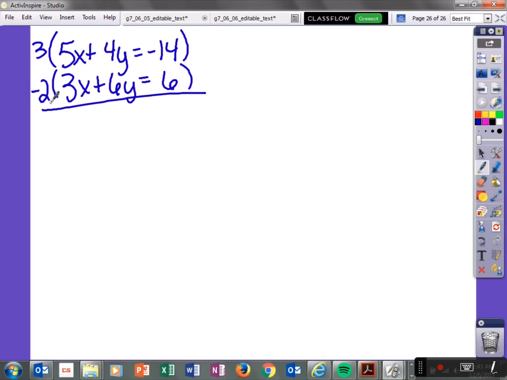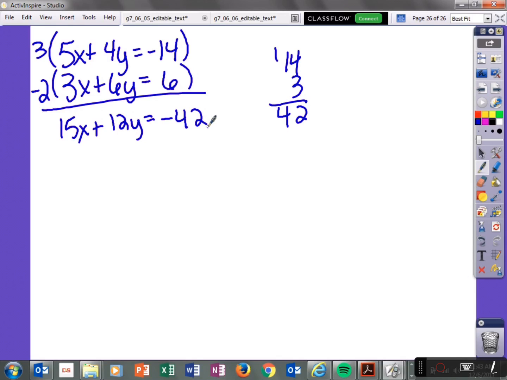All right. So now, you have to multiply on both. 3 times 5x is 15x. 3 times 4y is 12y. 3 times negative 14 is negative 42. So we did the top. Now let's multiply the bottom. Negative 2 times 3x is negative 6x. Negative 2 times 6y is negative 12y. Negative 2 times 6 is negative 12.